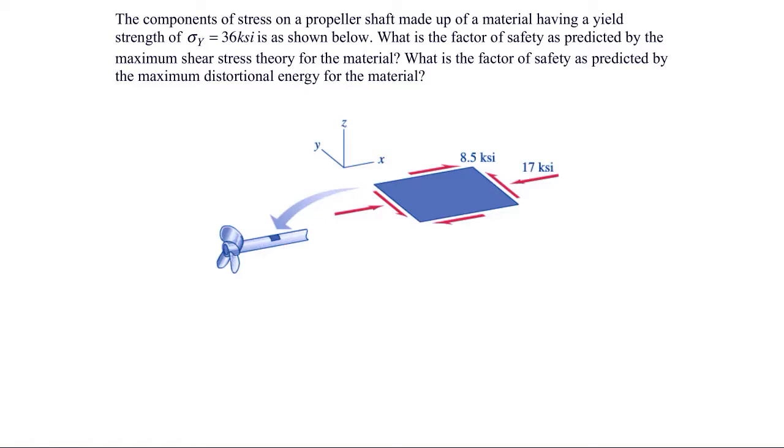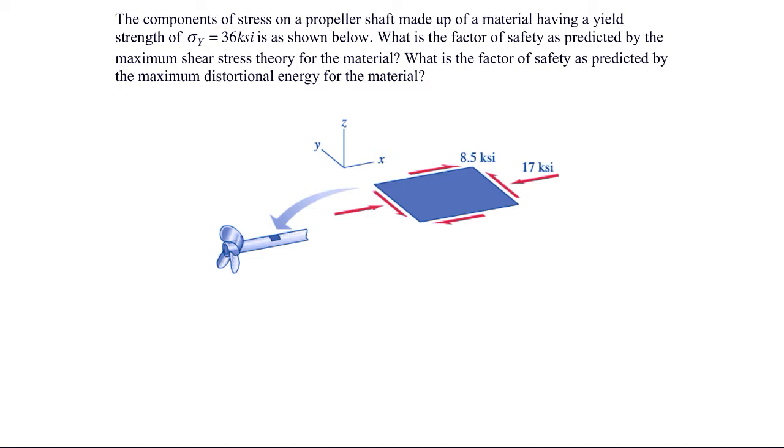In this problem, we're posed with the situation of having a propeller shaft, which is made of a ductile material having a yield strength of 36 KSI. As a result of the loading on the propeller shaft, we have the planar state of stress that's shown there in the figure. What we want to do is figure out what the factor of safety is as predicted by the maximum shear stress theory of failure, and in comparison, what's the factor of safety as predicted by the maximum distortional energy for the material.